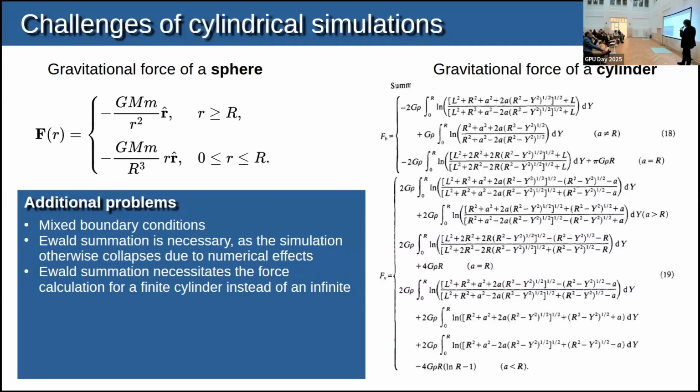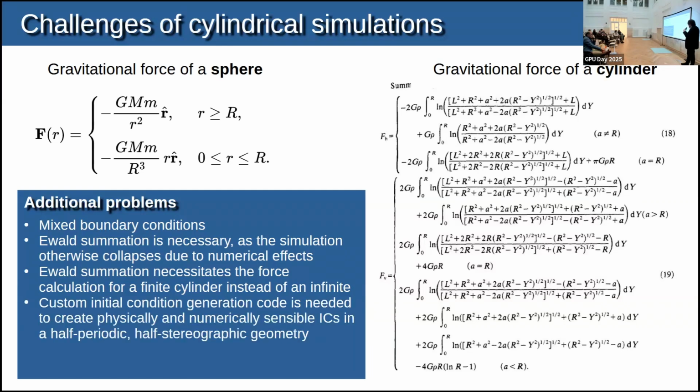Basically, the problem it creates is that instead of an infinite cylinder, we need to use the gravitational force of a finite cylinder. And as you can see, it's somewhat harder to calculate, but it will give, at the end of the day, the same results. The next problem is that there is no initial condition generator code available for this kind of problem, so it needs to be written from scratch. That's what I'm actually working on, and it needs to deal with all the geometrical properties I mentioned here.